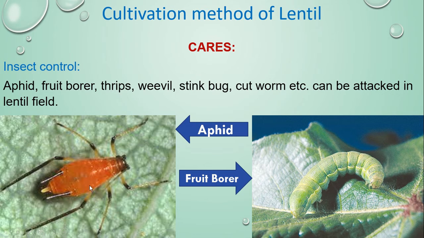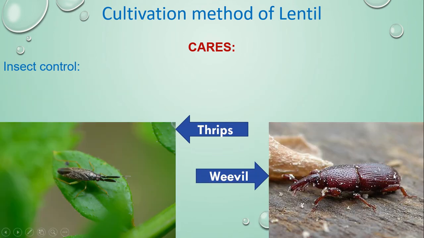This is called aphid. This one is fruit borer. That means it looks very big, but this one is not that big, because this picture is 10-20 times larger than the real size. So it's very small, and this is the larval stage of fruit borer. This insect is very harmful for lentil.